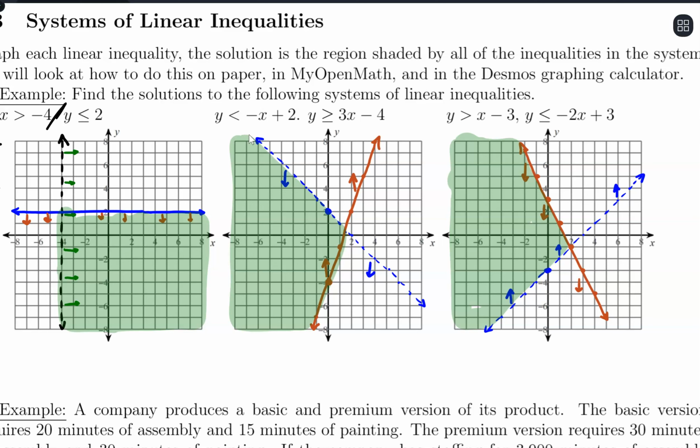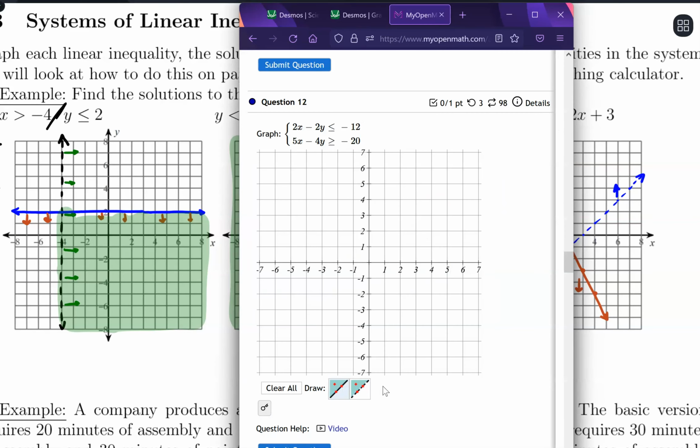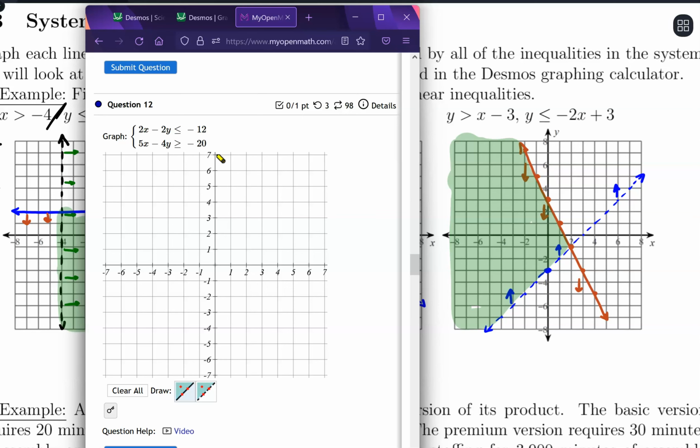Let's go to MyOpenMath and see how we plug it in there, and then I'll show you on Desmos as well. So for this one, oh, this is a tricky one. Actually, I'm just going to show you with that last one. I'm going to ignore getting the correct answer within MyOpenMath, but just to show you how we would graph that last example.